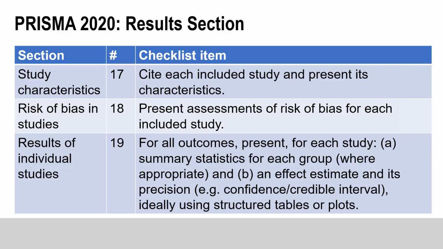Then the final set of sections of PRISMA 2020 for the results, we have recommendations to cite each study and present its characteristics, also present the assessments of risk of bias for each study, and the results of the individual studies themselves, such as summary statistics or effect estimates, ideally using tables or plots.